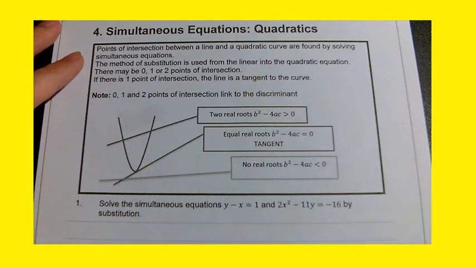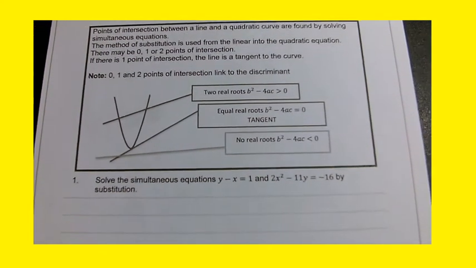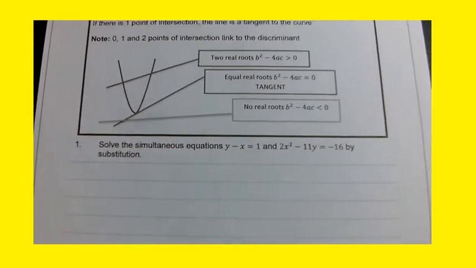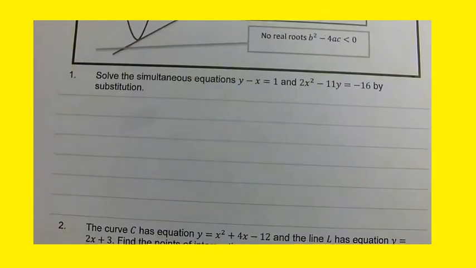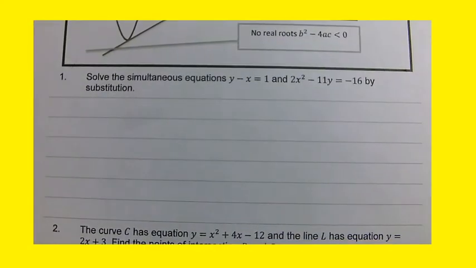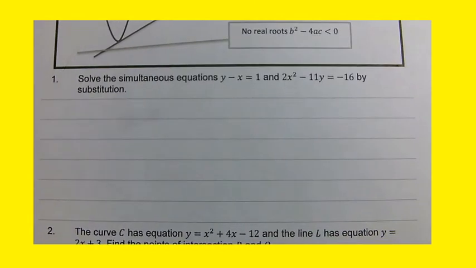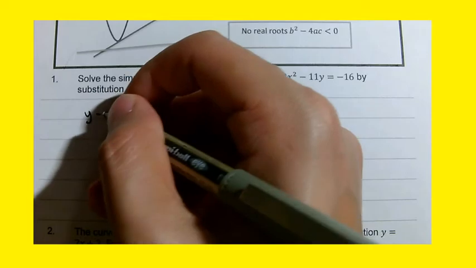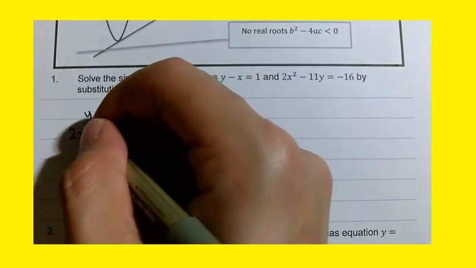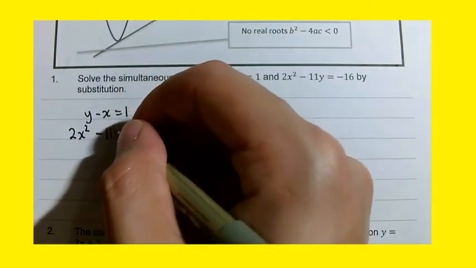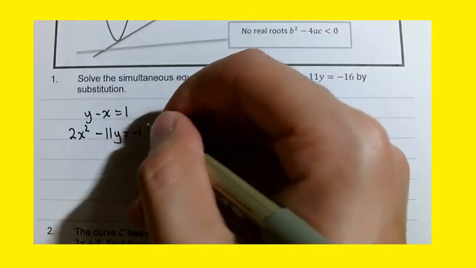So I've got these two equations here. It's question 1. Just going to boil this down a little bit. Question 1. So we've got this question: solve the simultaneous equations y minus x equals 1 and 2x squared minus 11y equals minus 16 by substitution. So they're already telling you which method to use. So y minus x equals 1 and 2x squared minus 11y equals minus 16.